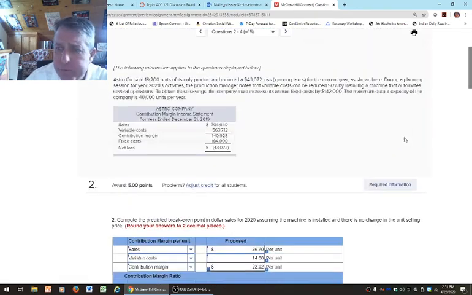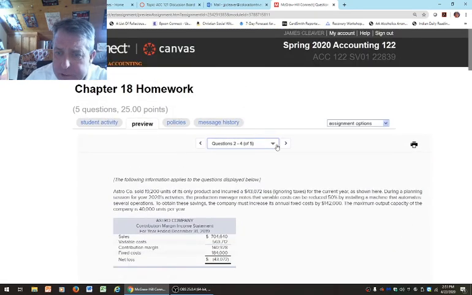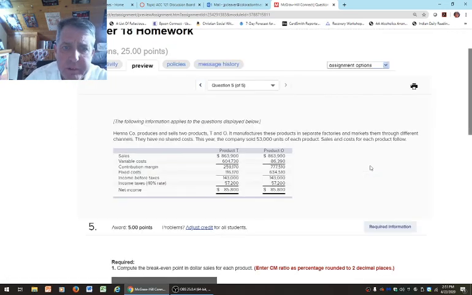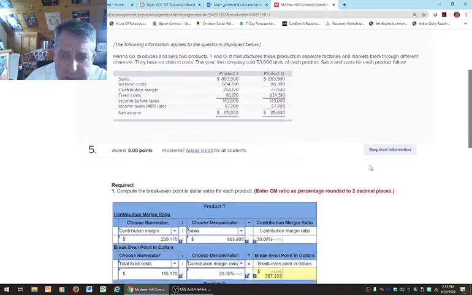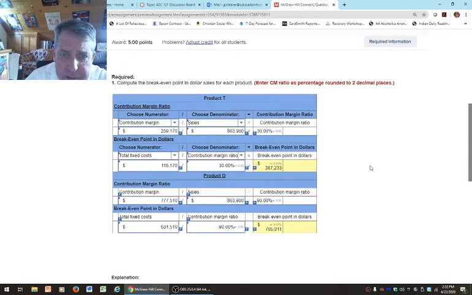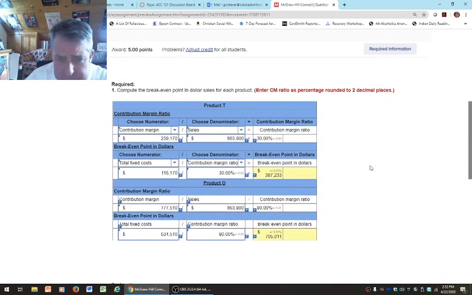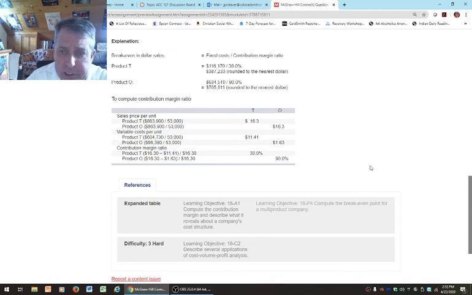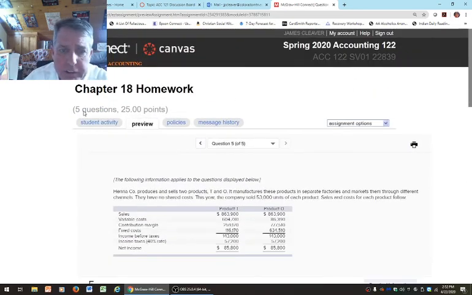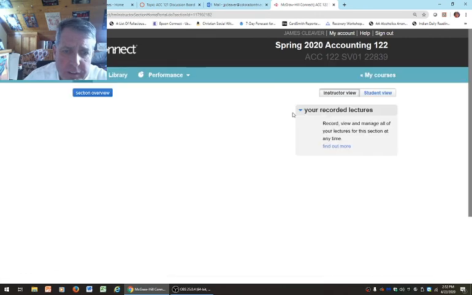There's 4 and one more. There's 5. Looks like that. BE. Dollar sales for each product. And here's the calculations down here to get there. Okay, that's 18. Let's take a look at 19.